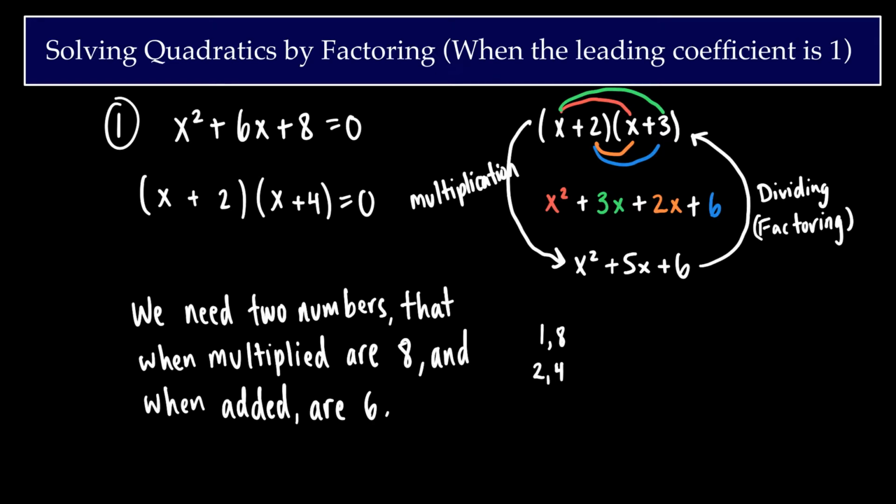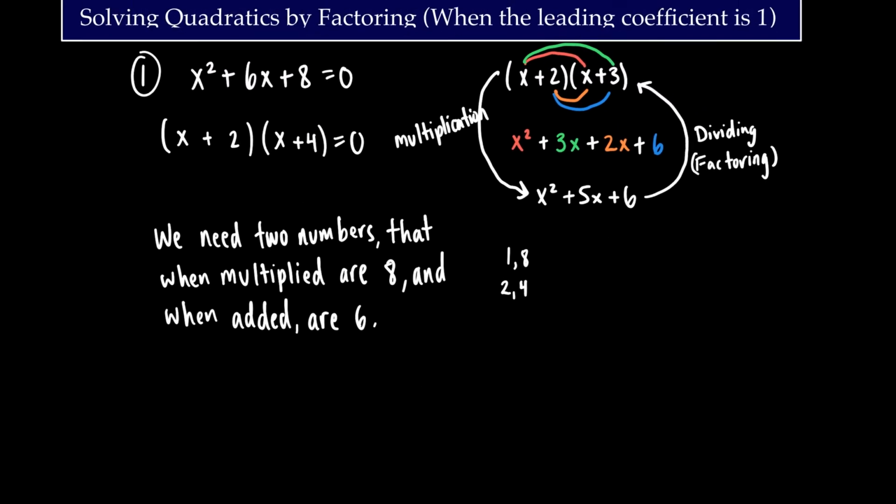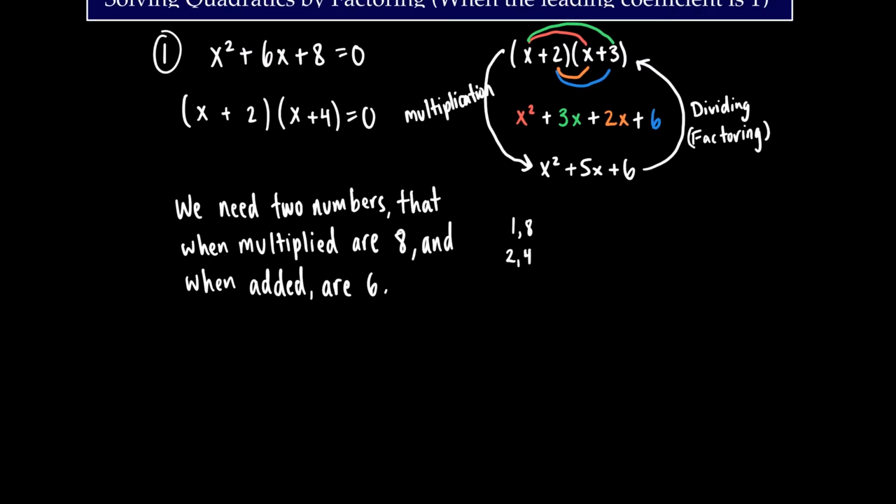Okay? So with that said now, this is going to get a little confusing because I'm going to have to draw some arrows. What we're going to do now is take this information and say, okay, so x plus 2 times x plus 4, when you multiply them, are equal to 0. We're not done yet, okay? So what we've done is we factored our expression, but it's still equal to 0. We still need to solve for x.